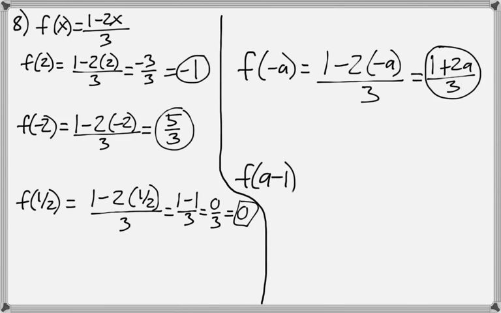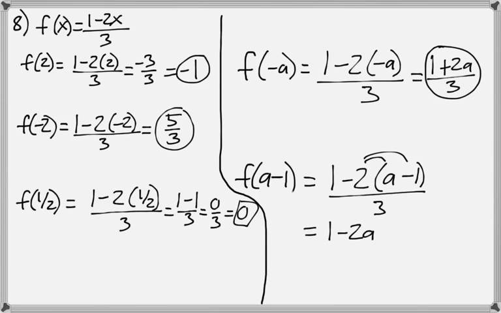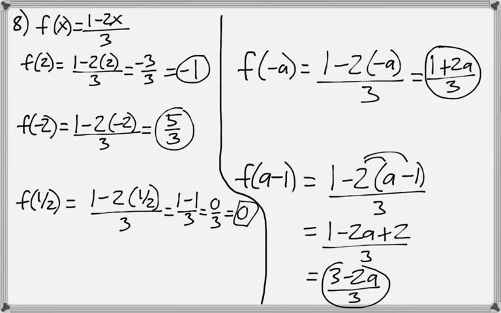Okay, f of a minus 1, they want us to plug in an entire expression, so a binomial here. And what that means is we need to distribute. So 1 minus 2a plus 2 over 3, and if I reduce that, this will be 3 minus 2a all over 3. So again, sometimes they want you to plug in numbers, sometimes it's a different variable, or even an expression like a binomial here.